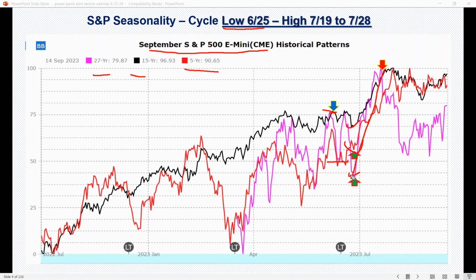So we'll be aware of this coming into the end of June. We're currently mid-June, so we're going to have probably another week or so of chop seasonally, and then we could get a nice seasonal trend. Just to point that out, keep that in the back of your mind as far as potential trade setups.